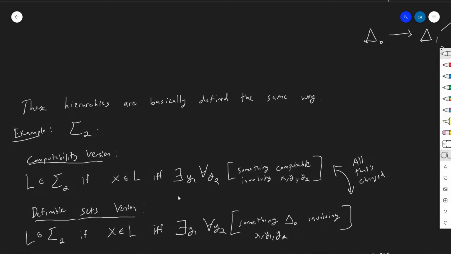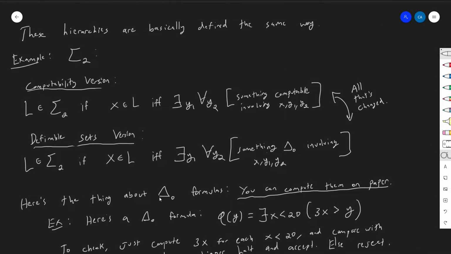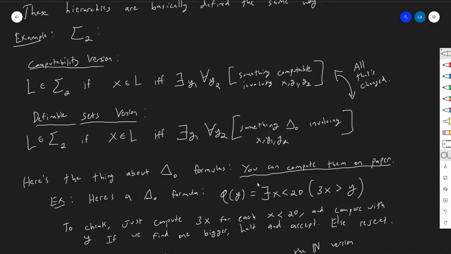So this is where things are going to get kind of crazy. Here's the thing about delta 0 formulas: you can compute them on paper. That requires a little bit of explanation. What do I mean by you can compute them on paper? Here's a delta 0 formula: there exists an x less than 20 such that 3 times x is greater than y.